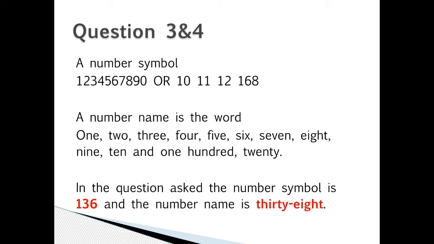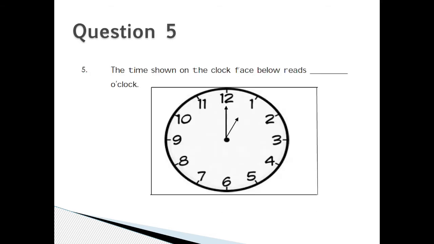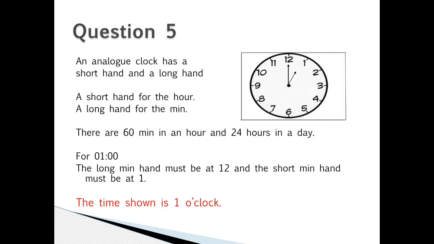T-H-I-R-T-Y dash E-I-G-H-T. Question 5. The time shown on the clock face below reads, what o'clock? An analog clock has a short hand and a long hand. A short hand for the hour and a long hand for the minute. There are 60 minutes in an hour and 24 hours in a day. For 1 o'clock, the long minute hand must be at 12 and the short hour hand must be at 1. The time shown is 1 o'clock.